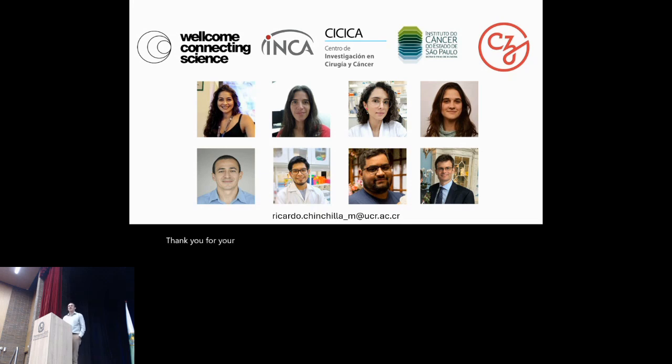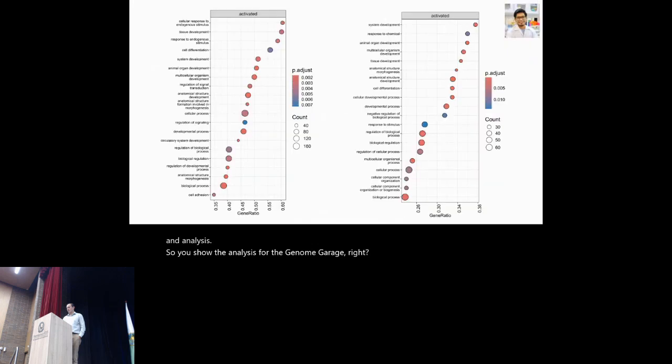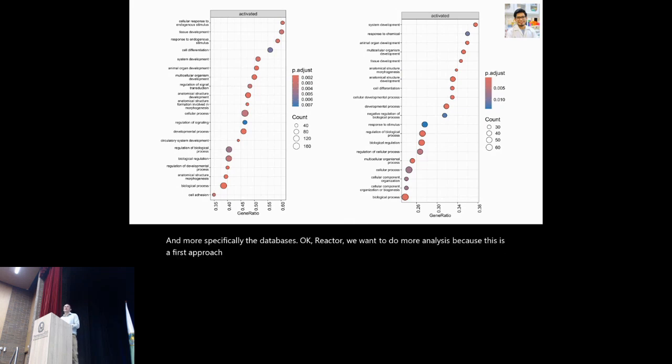Okay. So you probably know what I'm going to ask about the functional analysis. You show the analysis for the gene ontology, right? Have you done the analysis with other more specific databases like KEGG or Reactome? We want to do more analysis because this is a first approach for the analysis of colorectal cancer.